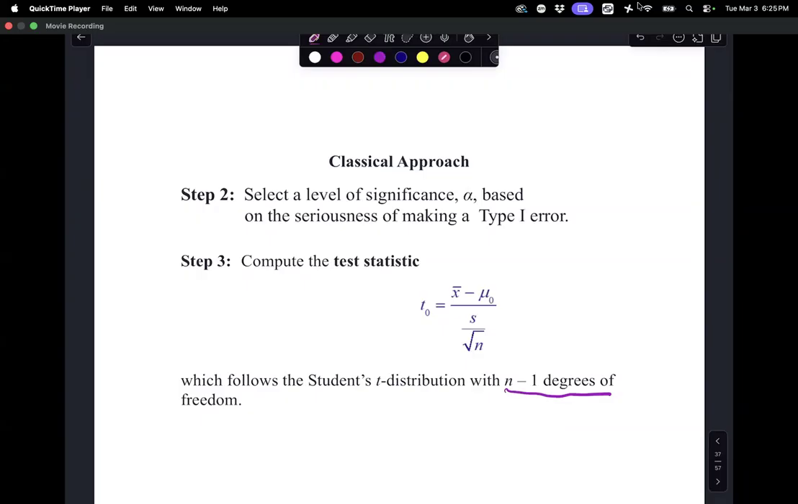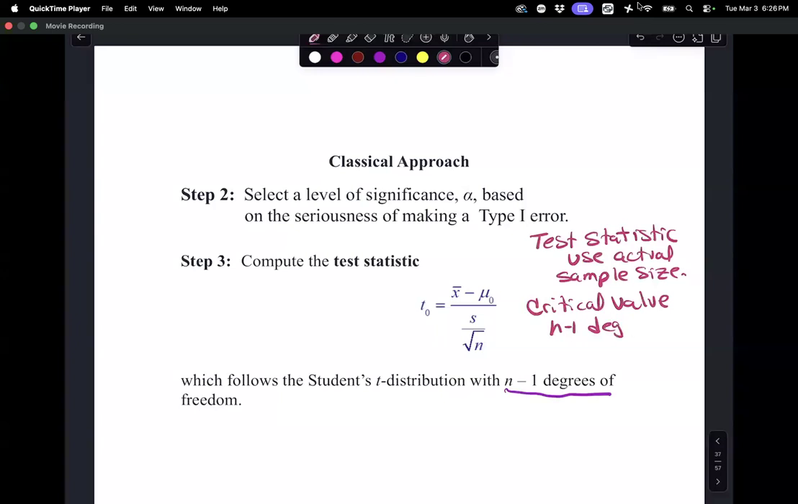I'm going to write these words down. Test statistic: use actual sample size. Critical value: n minus 1 degrees of freedom. There we go. Very important, otherwise you're going to get the wrong numbers. I'll give you a second to write that down, then we will continue.